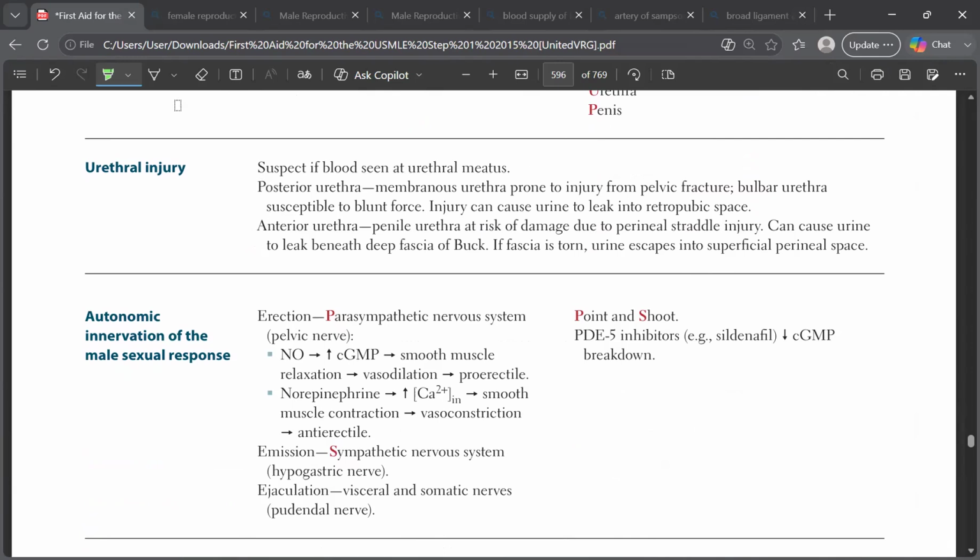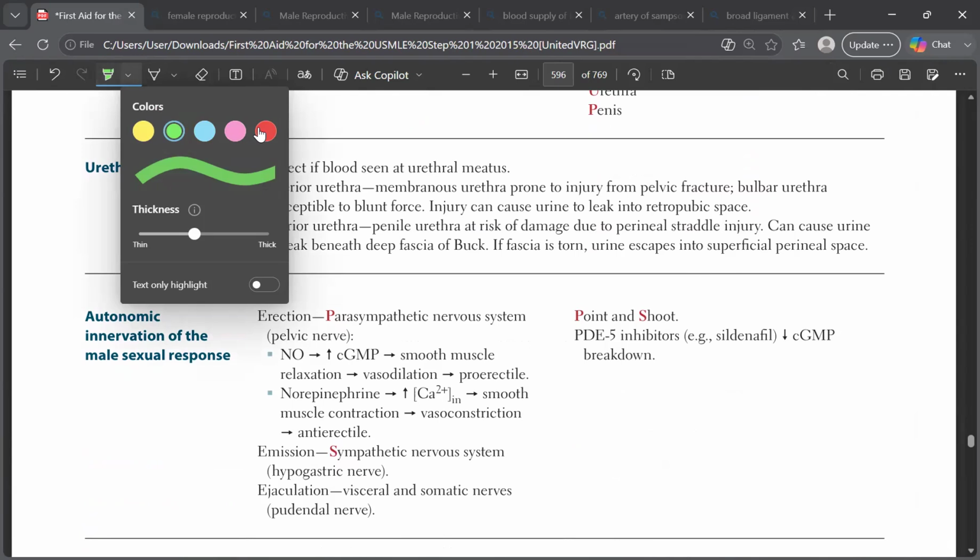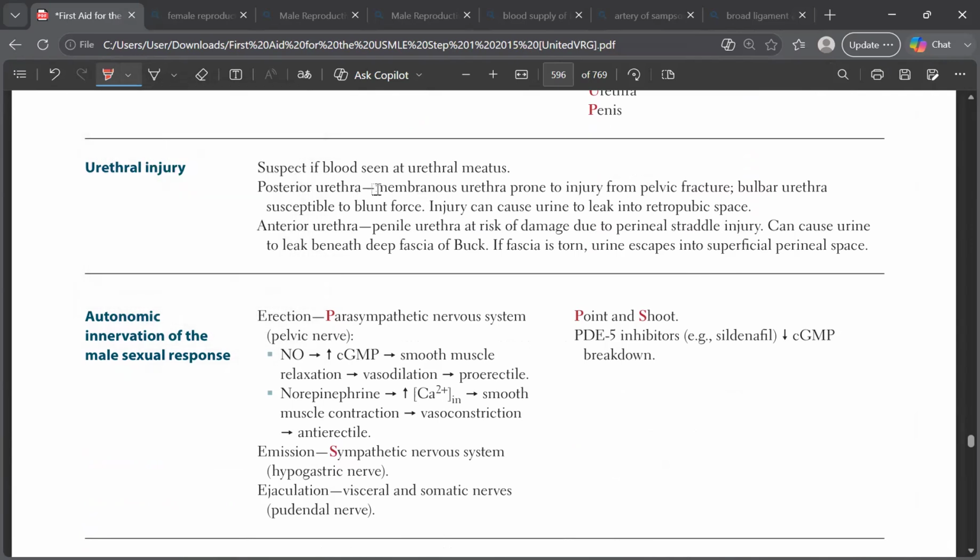Posterior urethral injuries and anterior urethral injuries are there. In posterior urethral injury, the membranous urethra is prone to injury from pelvic fracture. The bulbar urethra is susceptible to blunt force, and injury can cause urine to leak into the retropubic space. So there's posterior urethral injury, which can involve the membranous urethra and the bulbar urethra.